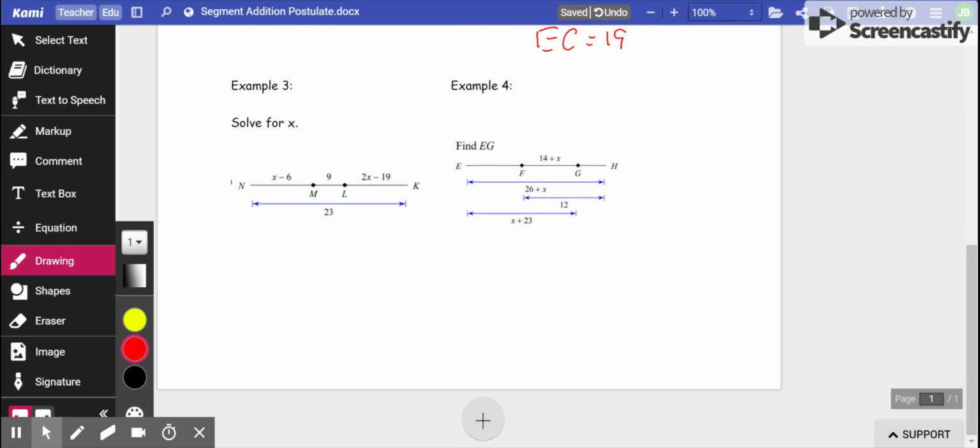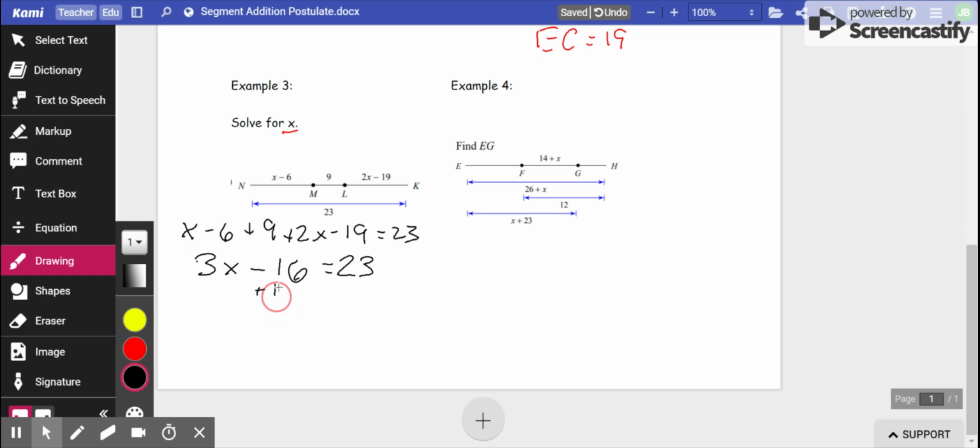Looking at example 3, what we're looking for is solve for x. Notice we're just looking for x, so we don't have to solve for any values. The full length is 23. If I add each one together, I get x minus 6, 9, 2x minus 19. So this combines as x minus 6 plus 9 plus 2x minus 19 equals 23. Combine my like terms. I get 3x, negative 16 with the other values, equals 23. That's my full length.